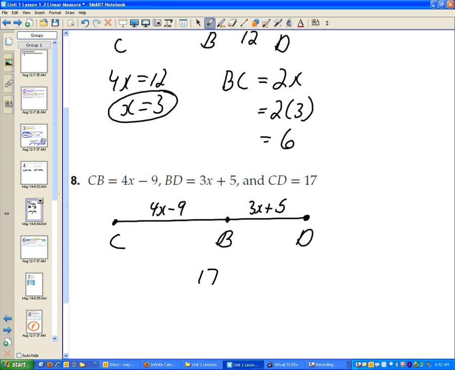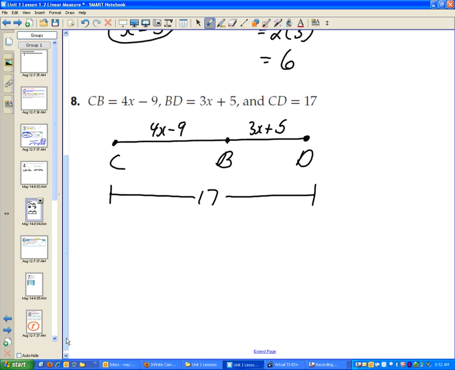And here's how I indicate that it's the length of the whole segment. You put those little markers showing the beginning and the end of the length of 17. In a minute I'll think of what those markers are called, but right now my mind's a blank. I don't remember what we call those. We've got to find x first. Any ideas?